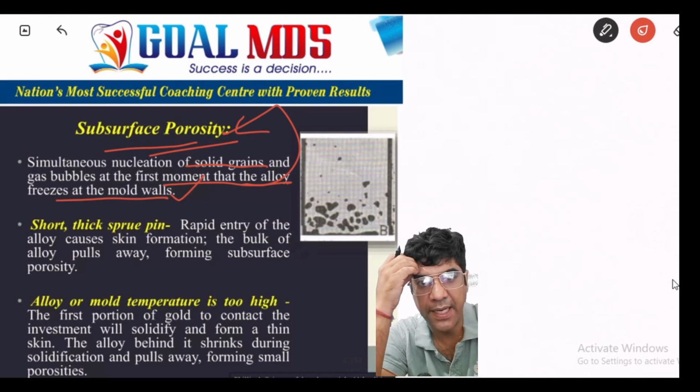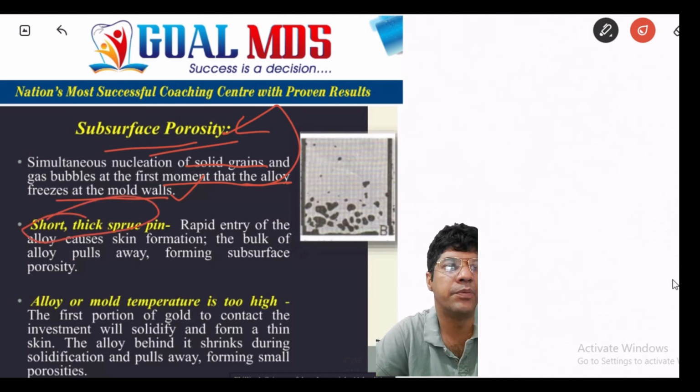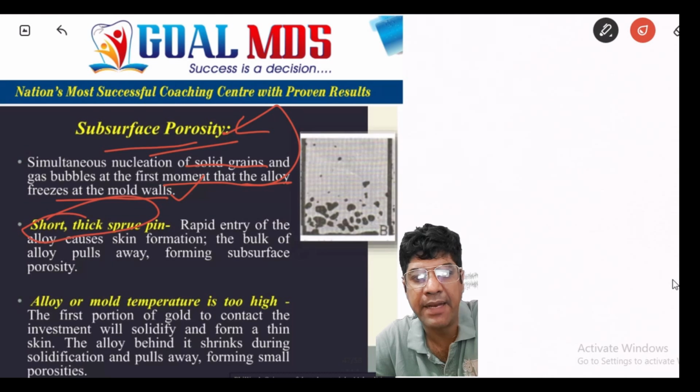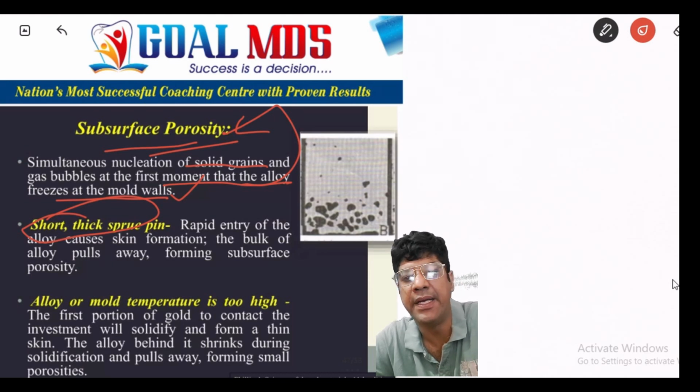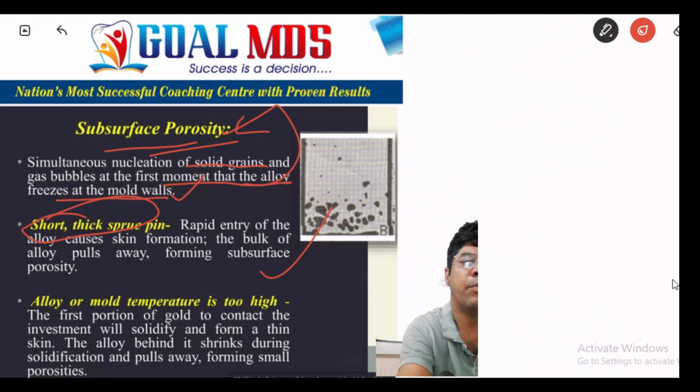Gas bubbles like air or other volatile gases can be entrapped. So that can even result in subsurface porosity if the bubbles don't have a path to escape, or using a short thick sprue. The design of the sprue, that is the channel through which molten metal flows into the mold, can impact the casting procedure. A short and thick sprue may not allow for adequate degassing or escape of the entrapped gases. So that can lead to gas related subsurface porosity. If the mold temperature is too high, that can allow more time for entrapment and immobilization of gas bubbles. That can even lead to subsurface porosity.